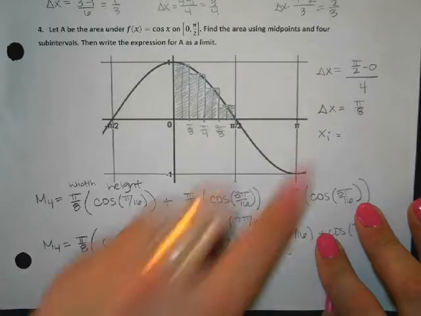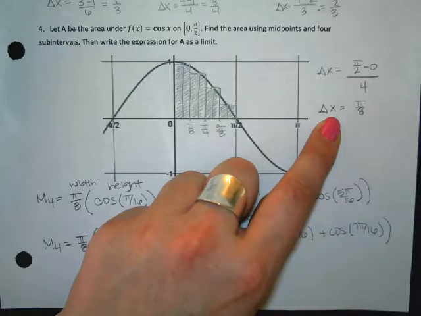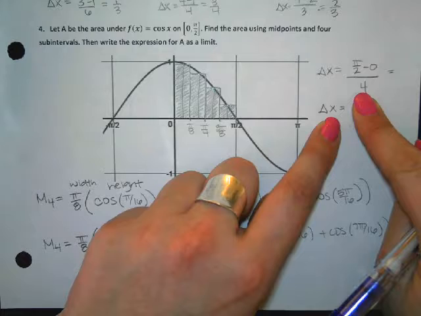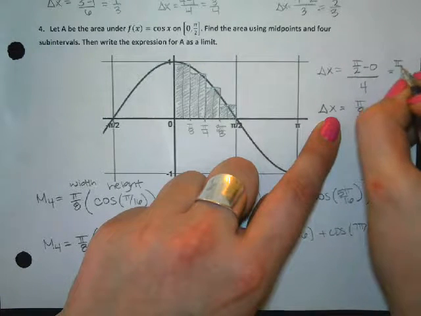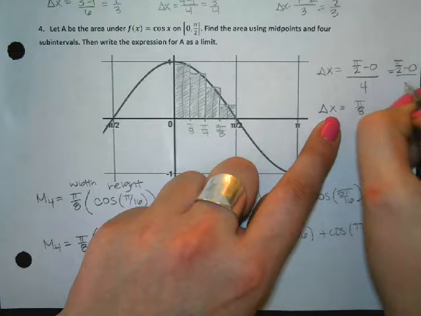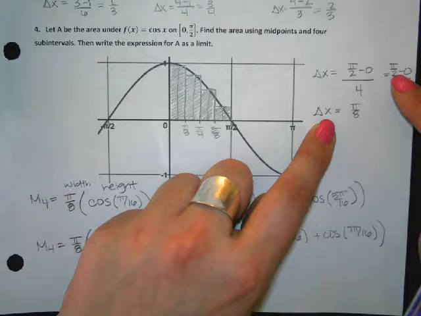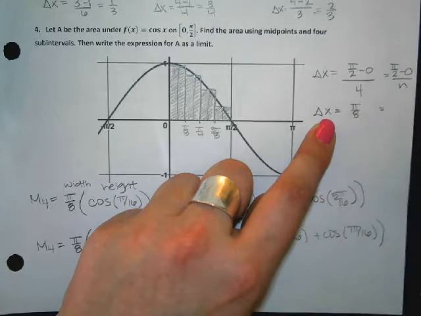Now for this one, instead of using our delta x as pi over 8, we're going to use the n here, right? Because when you do the limit notation, you're saying infinitely many rectangles. So we're going to say that it's pi halves minus 0 divided by n. And if you have pi halves minus 0 divided by n, how would you write that instead of pi over 8? It'd be pi over 2n.